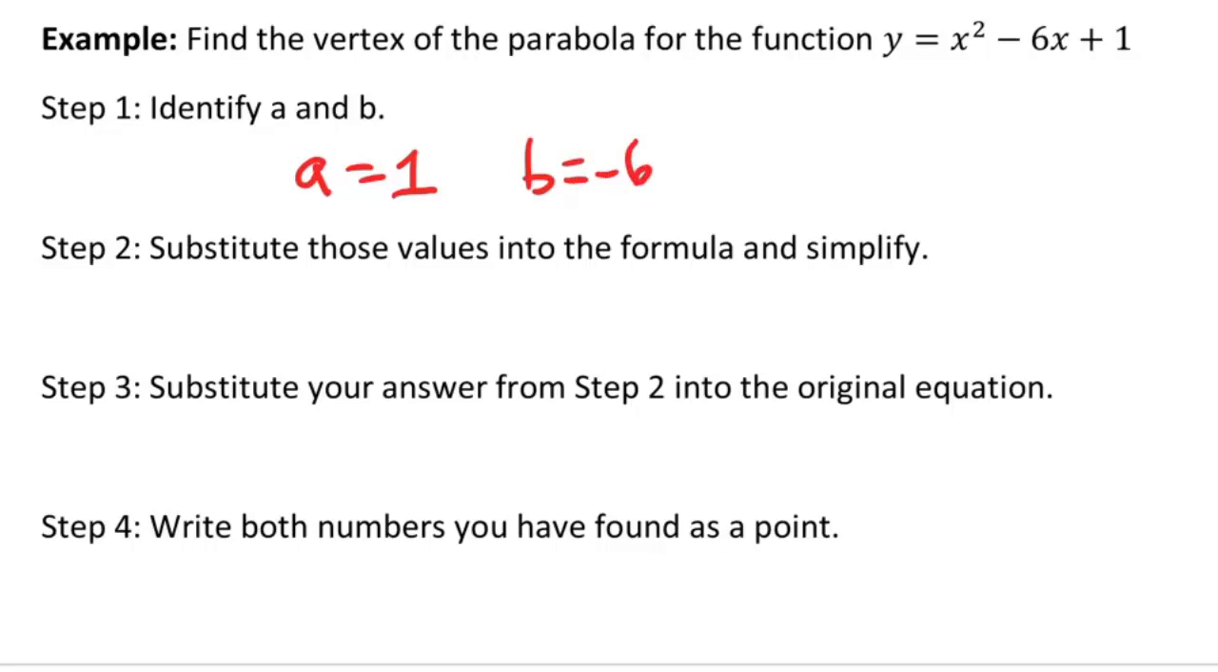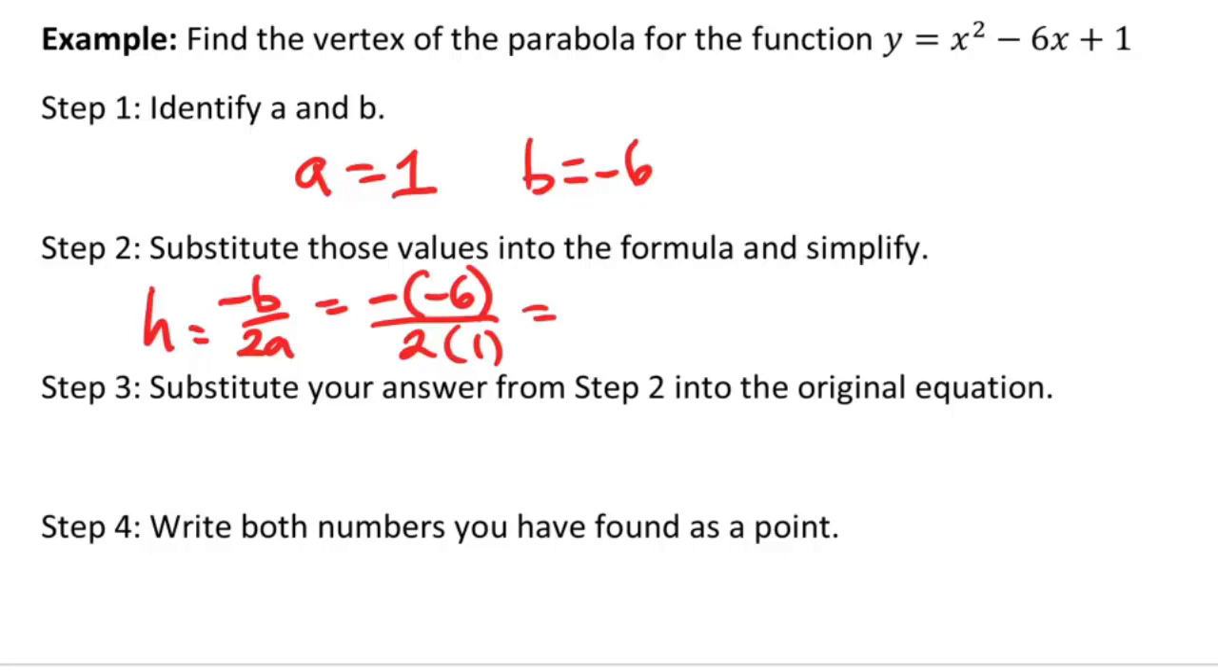So we're going to, step 2, substitute those values into the formula. H equals negative b over 2a. Negative b, notice there's a double negative, 1 for the formula and 1 for the number, all over 2a. That's positive 6 on top over 2, or 3. 3 is the x-coordinate of the vertex.